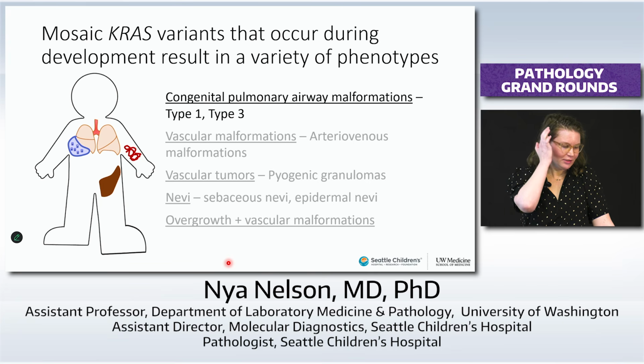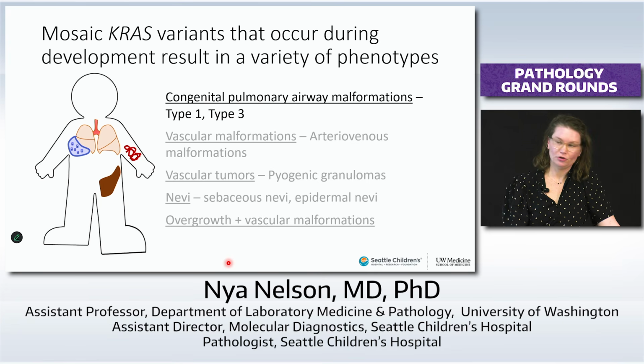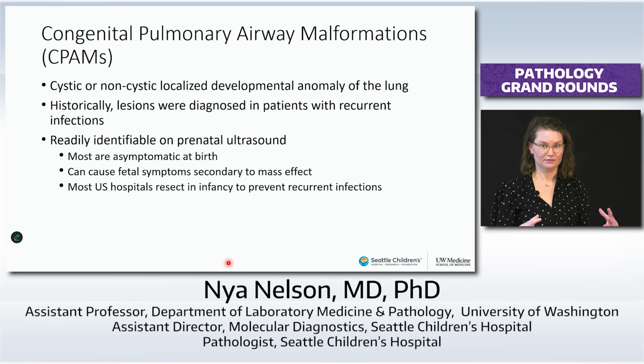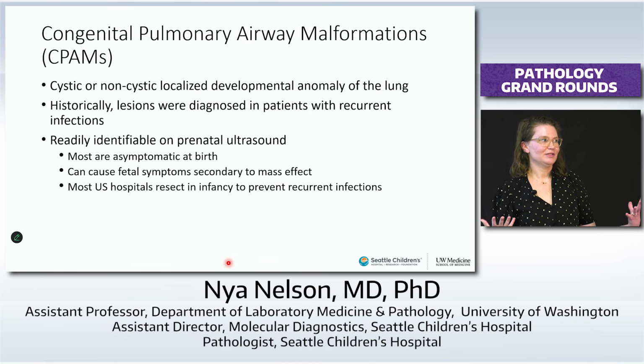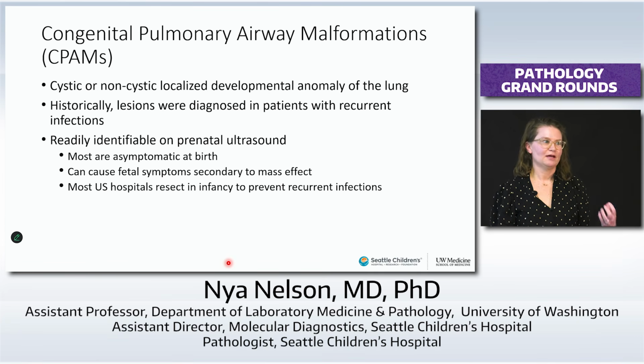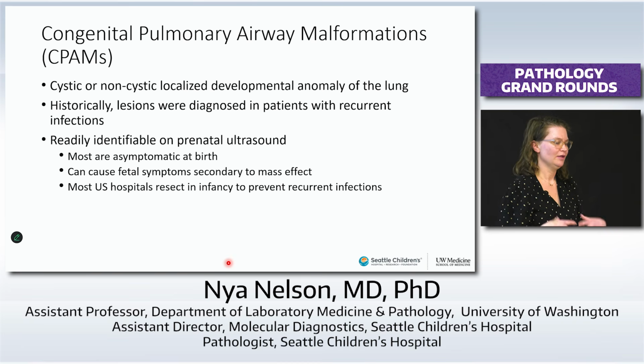The next phenotype I want to talk about with KRAS is congenital pulmonary airway malformations, and specifically the type 1 and 3 CPAMs. So congenital pulmonary airway malformations are cystic or non-cystic localized developmental anomalies of the lung. Historically, we noticed these when patients had recurrent infections, but now they're usually picked up on prenatal ultrasound and typically resected in the first year or so of life in order to prevent recurrent infections.